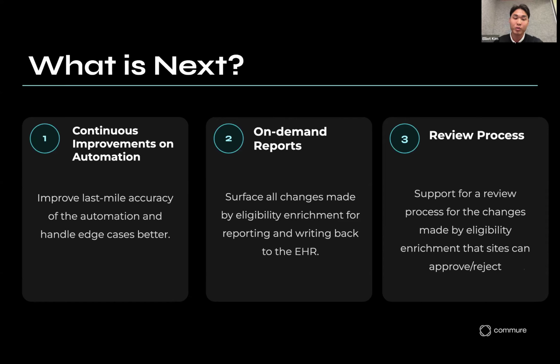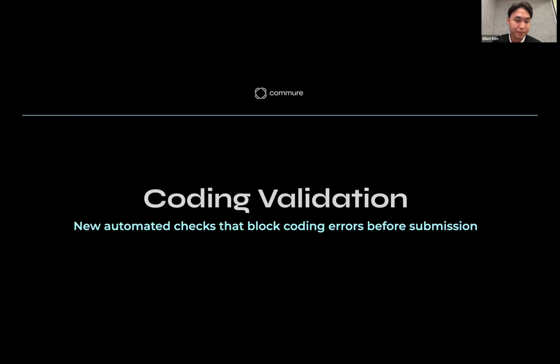And third will be a review process. For sites that want more oversight, we're adding a workflow to review enrichment changes so that you can either approve or reject them before they're actually applied. So we can run this at whatever level of control each site is comfortable with, from fully automated to fully reviewed. That's all for eligibility enrichment we have today, and we'll move on to the coding side next.